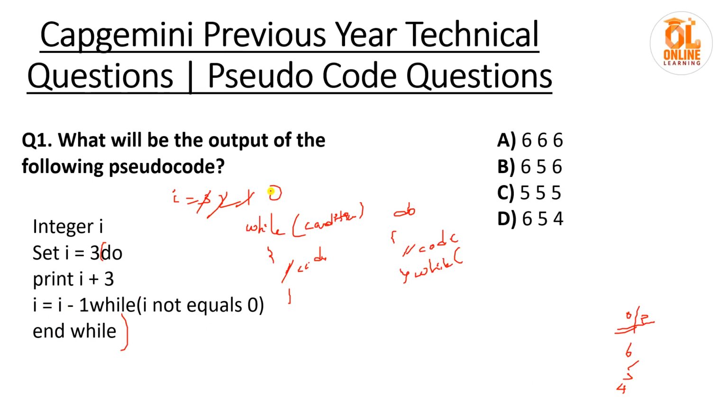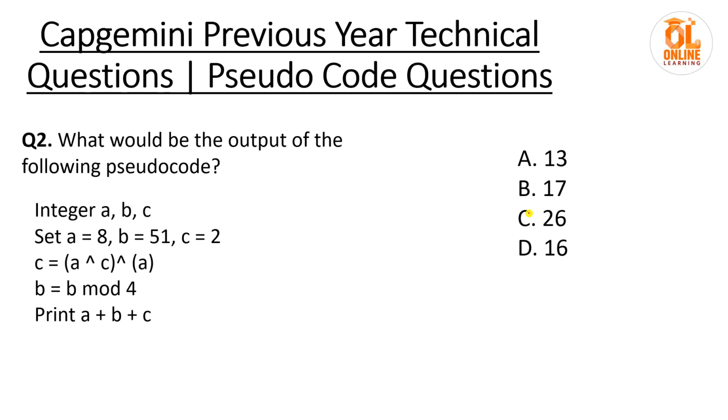So this became 0. 0 not equal 0, false. The loop breaks. So the output which we have traced is 654. Yeah, option D is the correct answer for this. Come to the next question.